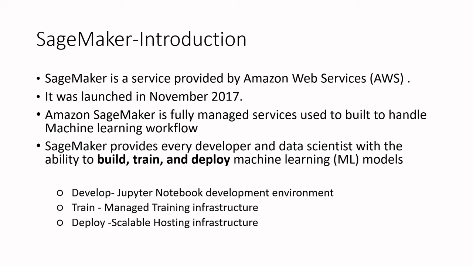Deploy. SageMaker provides a scalable hosting infrastructure. We'll see in the lectures how we are going to deploy a model in just one or two lines of code. So it is very easy to provide a scalable hosting infrastructure. If you require a cluster of resources wherein your model would be deployed into a cluster, then you can do it by just giving an instance count.